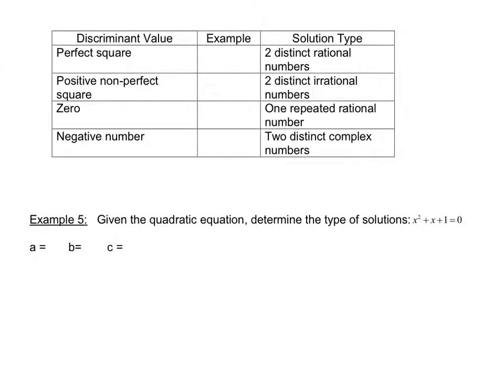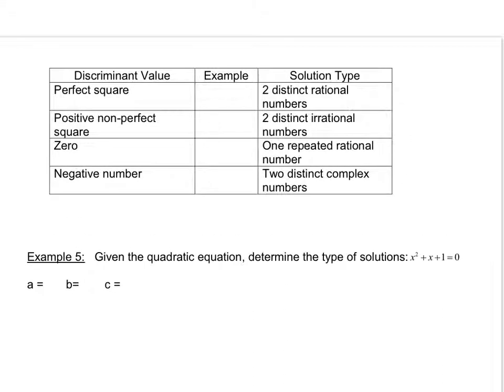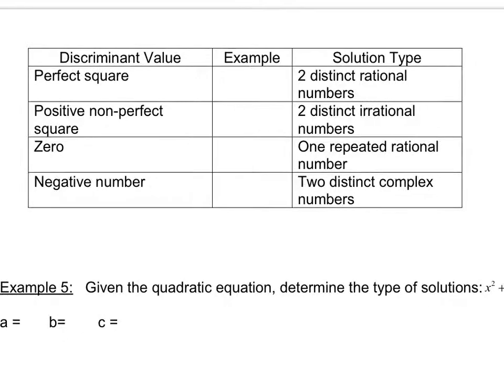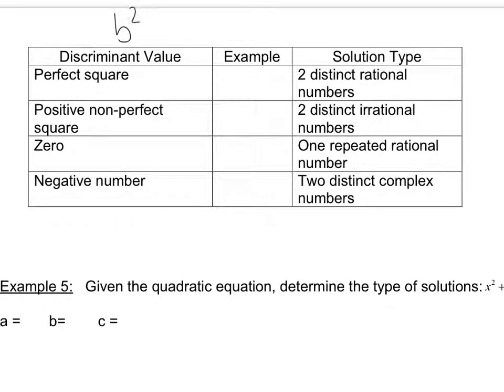Alright, so let's talk about some things here. It says discriminant values. Okay, so what's the discriminant? The discriminant is the value of b squared minus 4 times a times c. So if you calculate the b squared minus 4ac and you get a perfect square, so for example, it's 16, because that's a perfect square, it means you're going to have two distinct rational numbers.